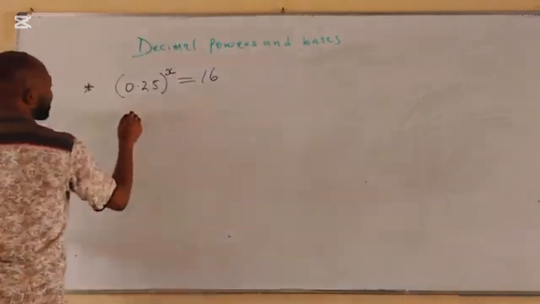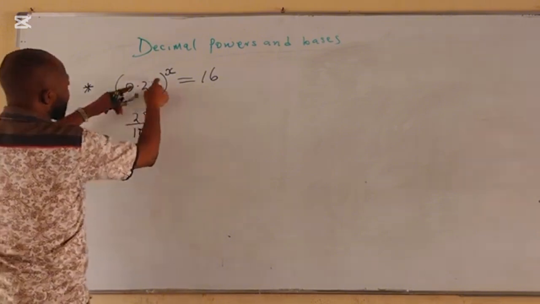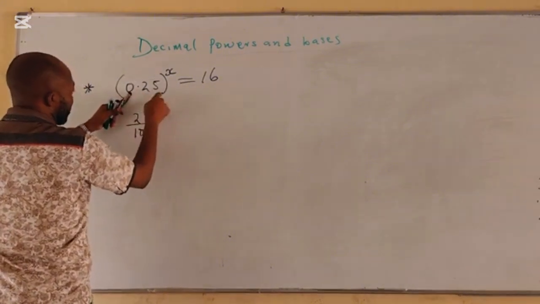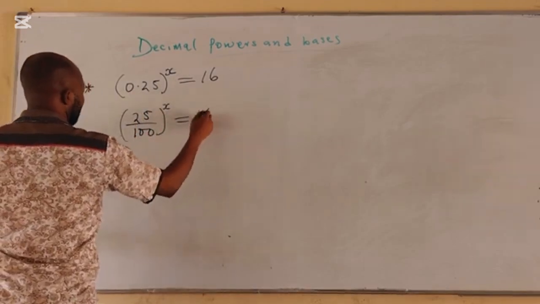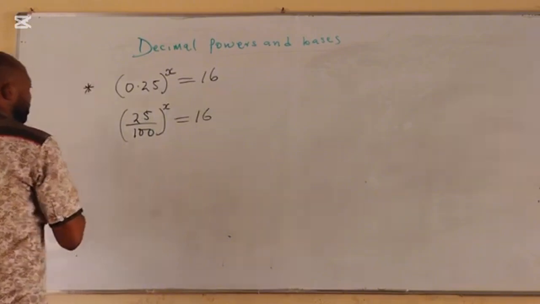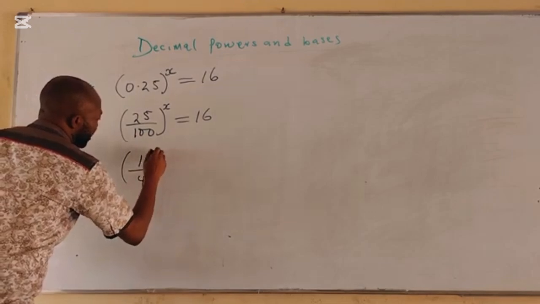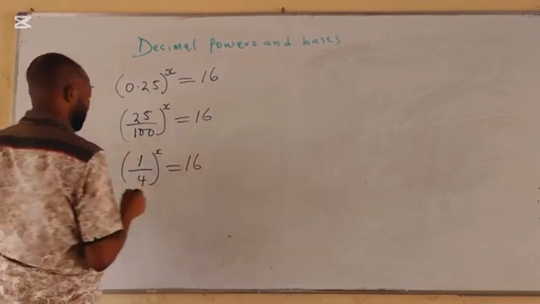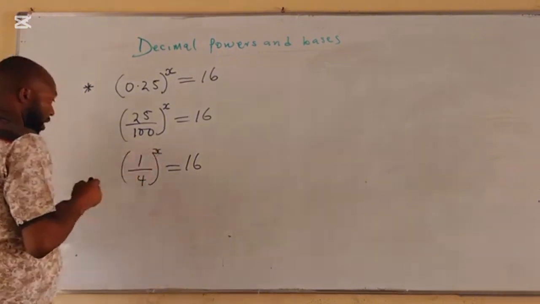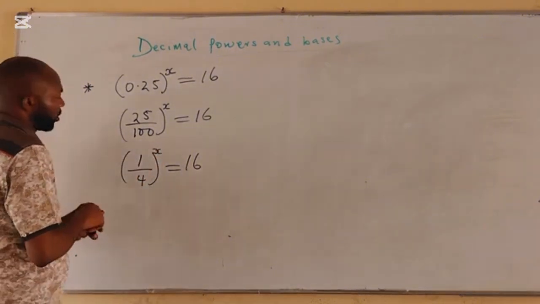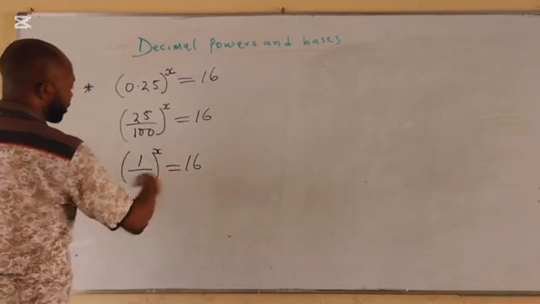This is the same thing as 25 over 100. The real number is 25 over 100, all raised to the power of x is equal to 16. This is the same thing as 1 over 4 raised to the power of x is equal to 16. Okay, I can have a common base too.